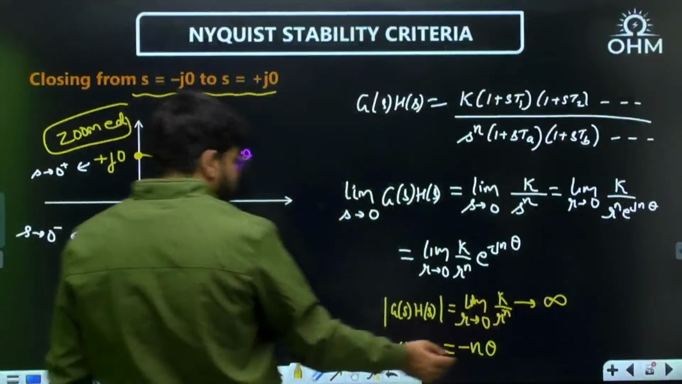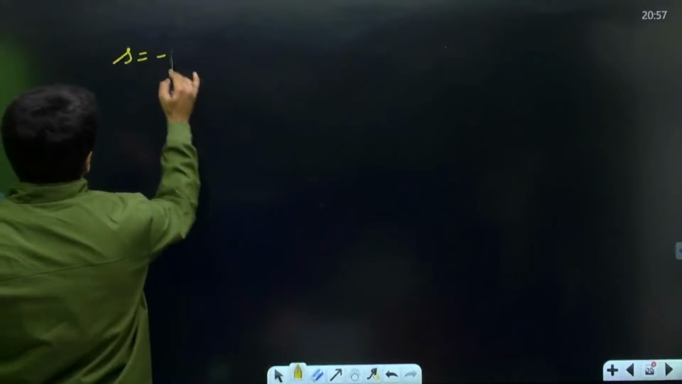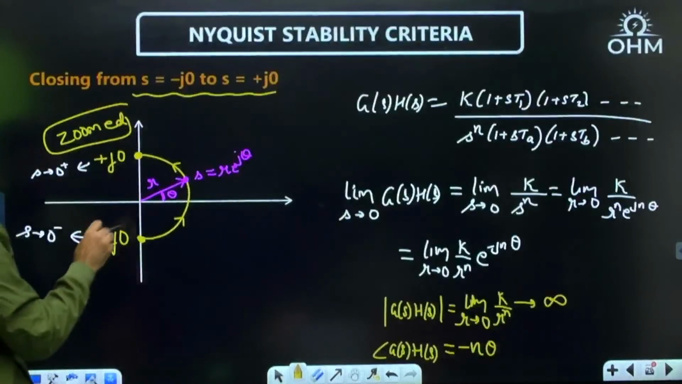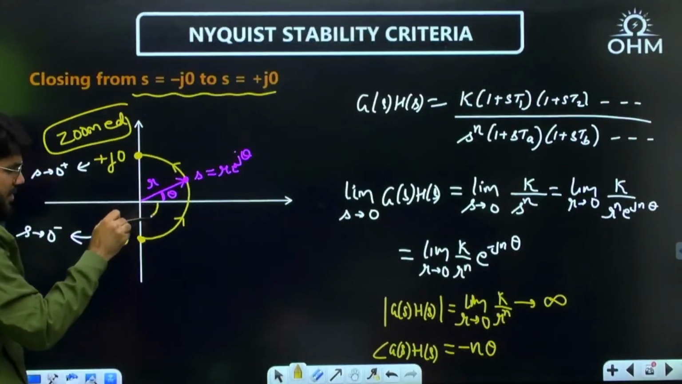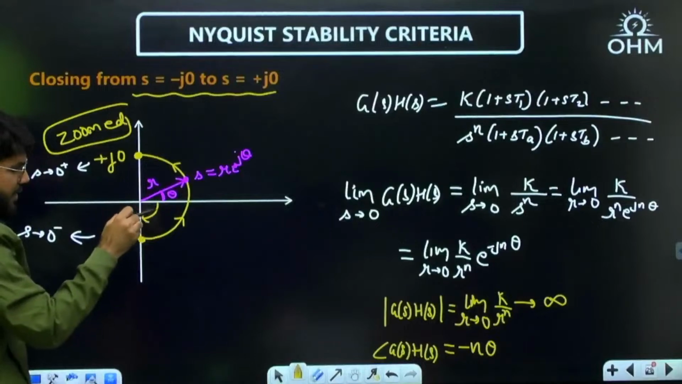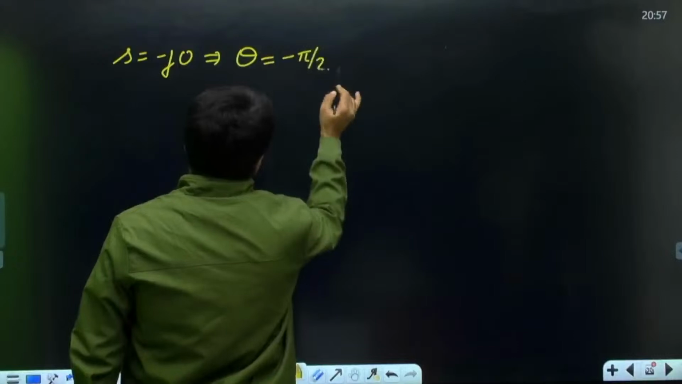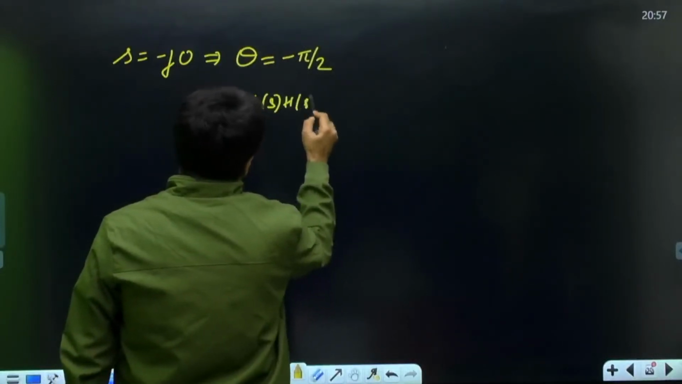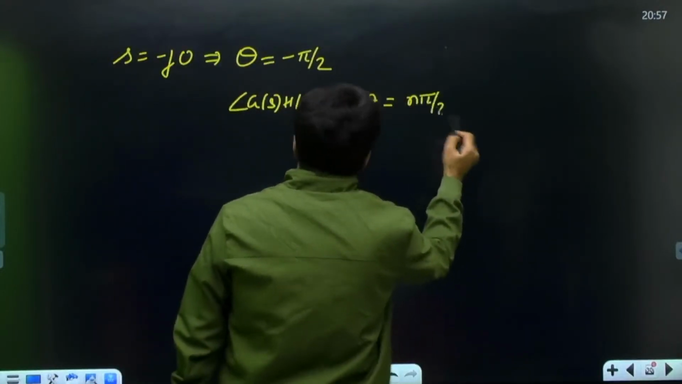Now if the phase is minus n theta, and I start with s equal to minus j0, what is the theta? When you come to this point here, this theta will be in this direction. The theta will be 90 degrees in the clockwise direction, minus 90. Theta equals minus pi by 2. So what is the angle of G(s)H(s)? It is minus n theta, minus minus plus, so this is n pi by 2.